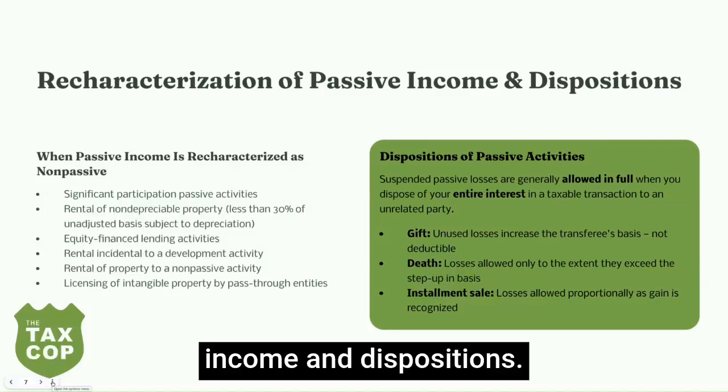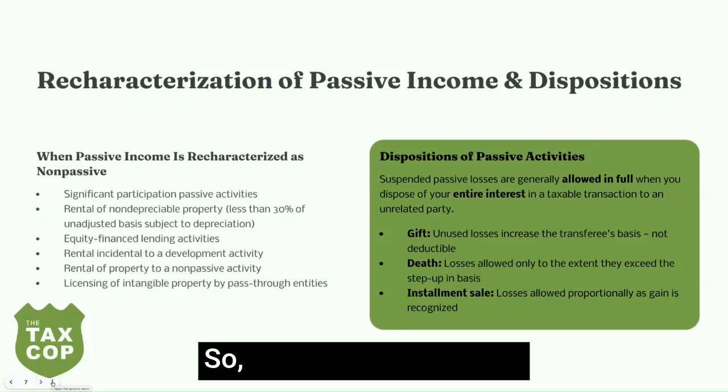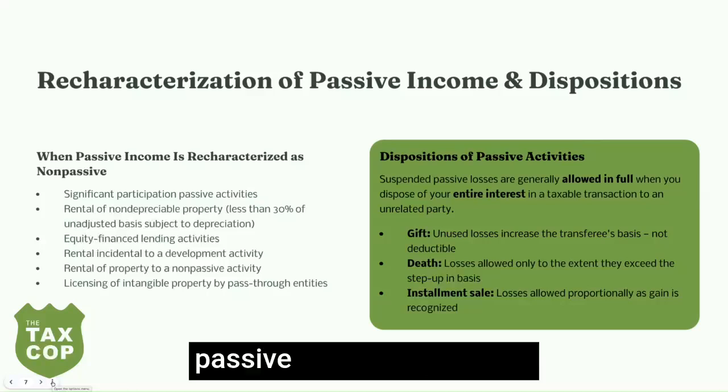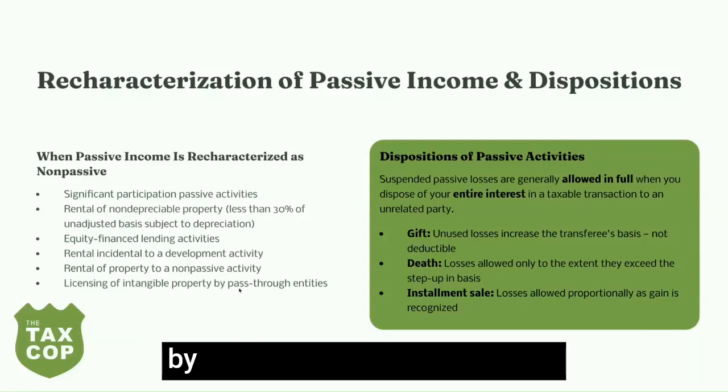Recharacterization of passive income and dispositions. So, when passive income is recharacterized as non-passive, now we made it like ordinary income. Significant participation of passive activities, rental of non-depreciable property, less than 30% of unadjusted basis subject to depreciation, rental of property to a non-passive activity, licensing of intangible property by pass-through entities, right?